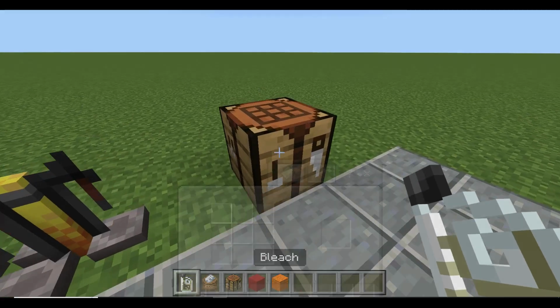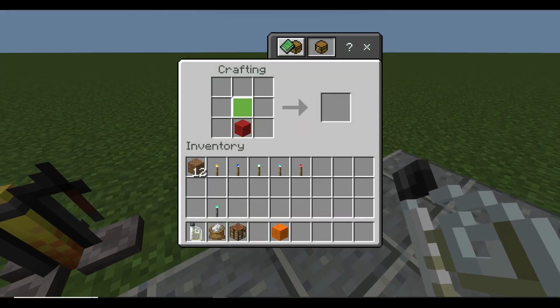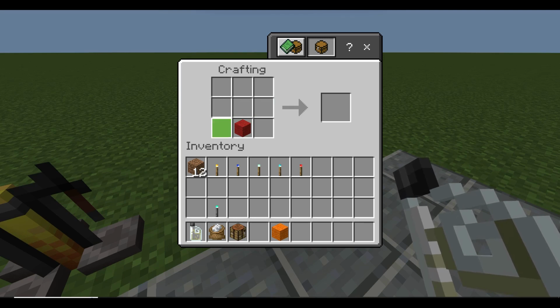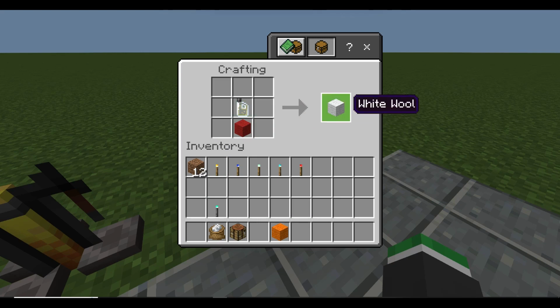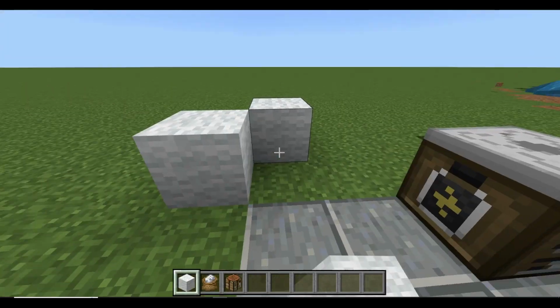Using the bleach. So if you put any dyed wool or something that is dyeable, and you put the bleach in, it immediately turns into the white version of what it is. So in this case, red wool turns into white wool, even orange, white, anything. And normal wool.